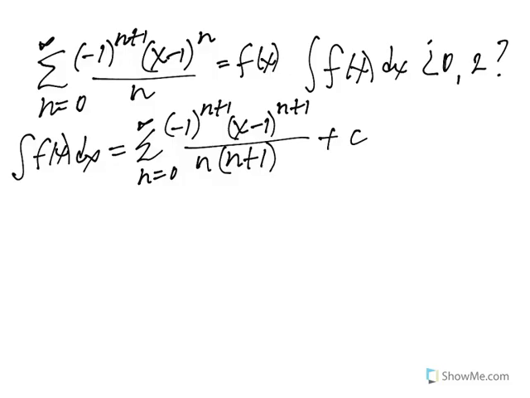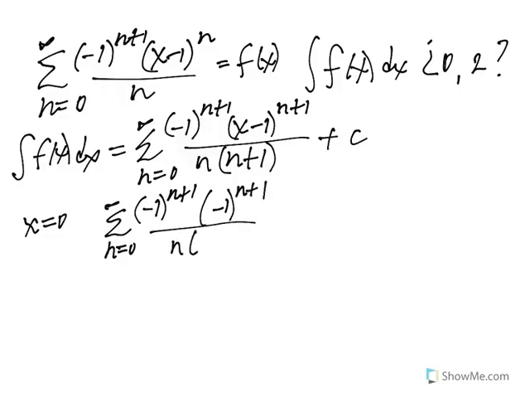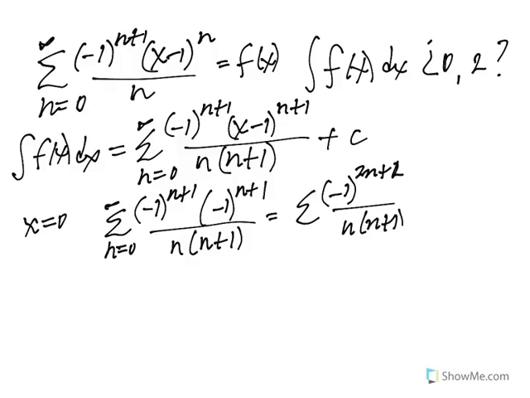Okay, now I'm going to test my two endpoints. So I'll test at 0 first, and again, I'm going to plug it into my integral here. So I've got the sum from n equals 0 to infinity, negative 1 to the n plus 1. This is going to be negative 1 to the n plus 1 all over n times n plus 1, which simplifies to the sum of negative 1 to the 2n plus 2 all over n times n plus 1. The top just goes to 1, which is the sum of 1 all over n squared plus n.